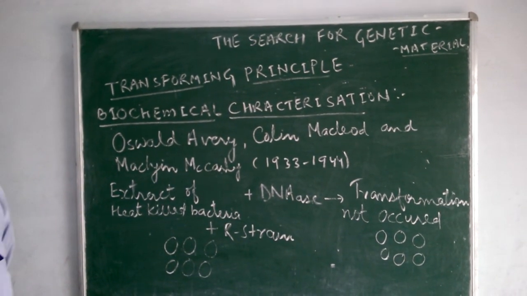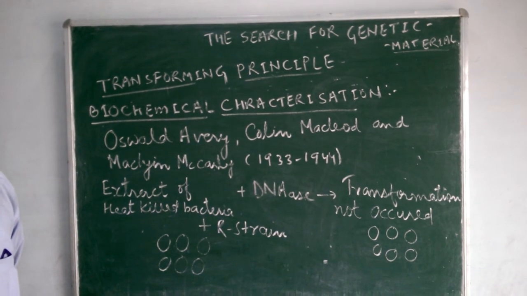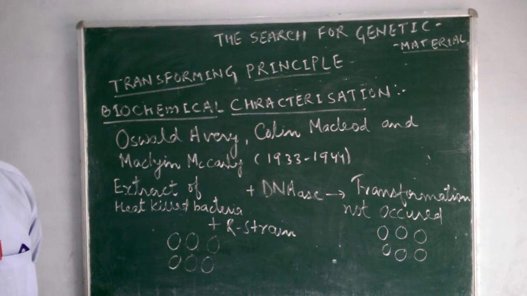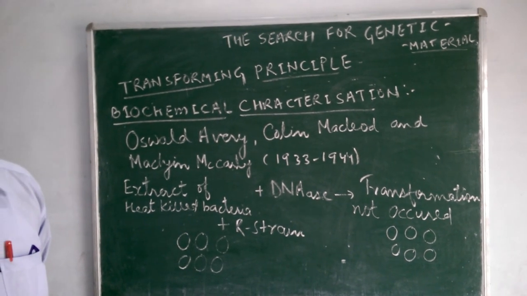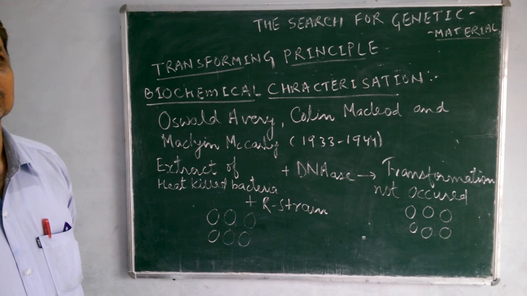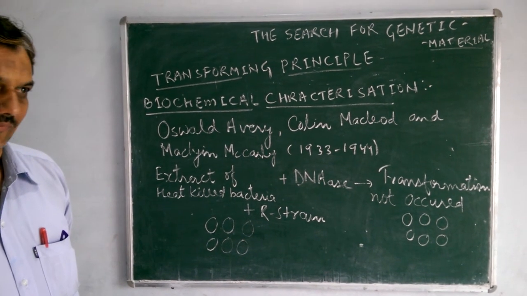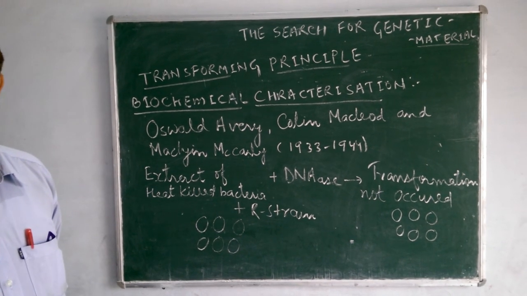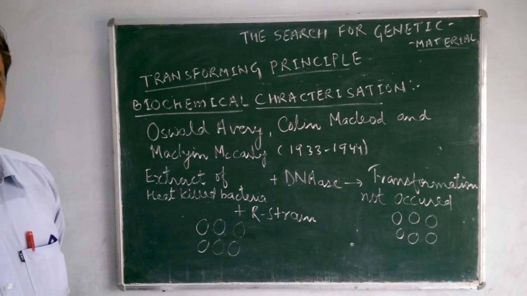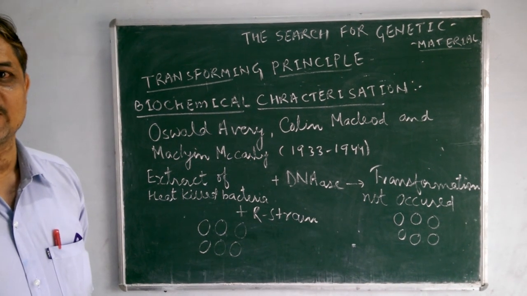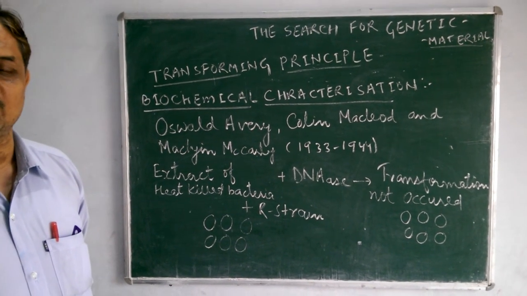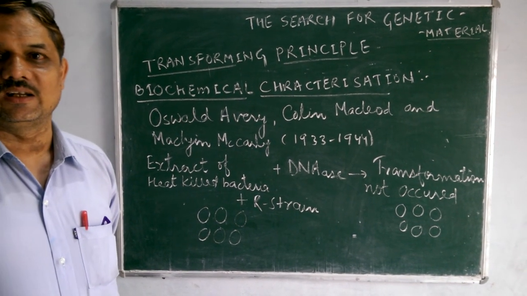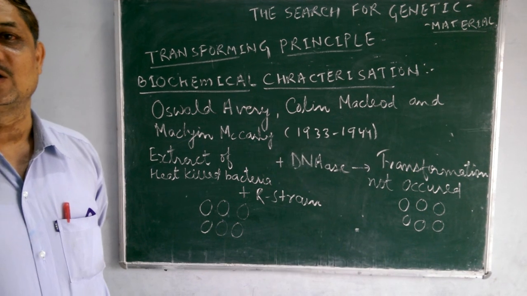When the extract was treated with the RNA-digesting enzyme RNase, again the transformation occurred. It means RNA also is not the transforming principle. But when the extract was digested with the DNA-digesting enzyme, this time the mice survived. It means transformation could not occur. So by this experiment we can say DNA is the transforming principle, not RNA.